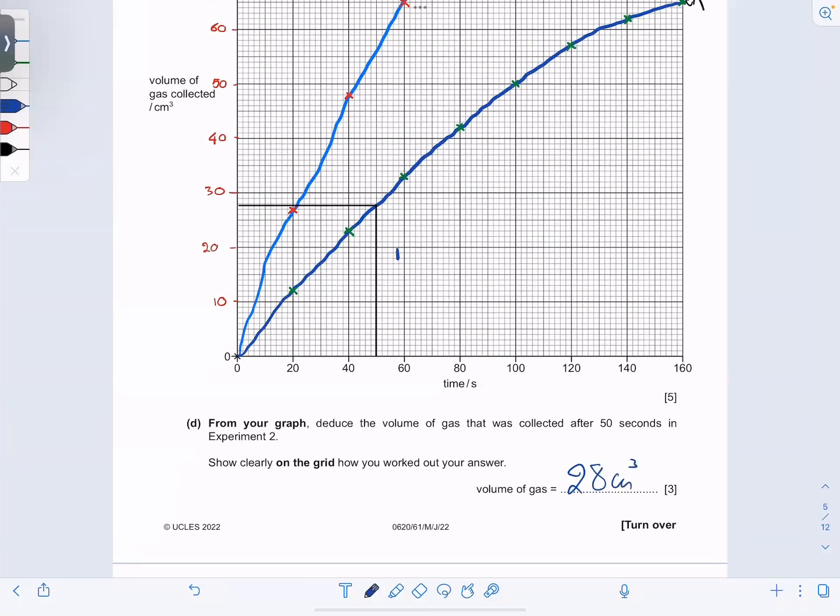There is 1 mark for showing the working here, 1 mark for the unit, and 1 mark for the number itself, which is 28. So give yourself plus or minus 0.5 as a range.